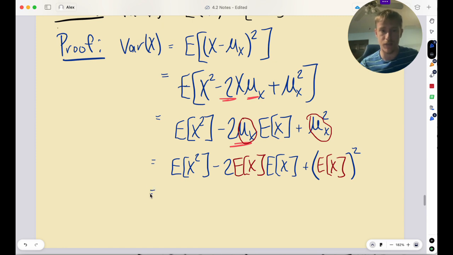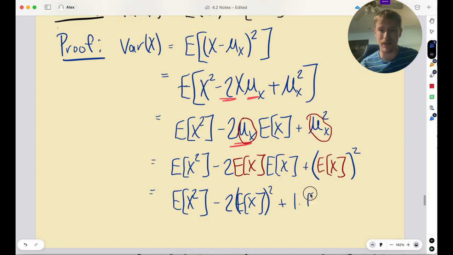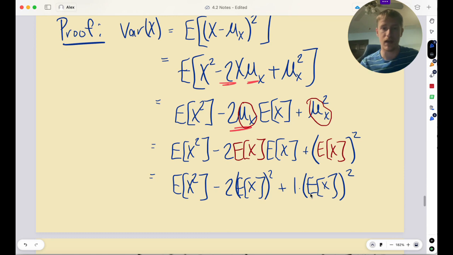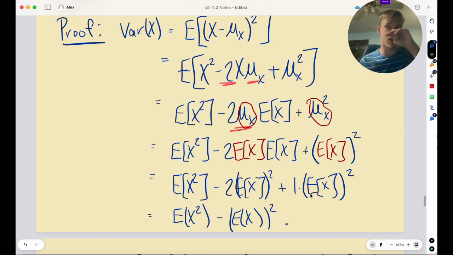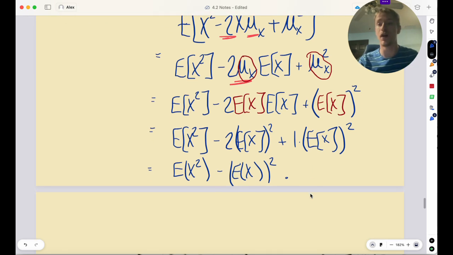Clearly this is going to be the expected value of x squared, then minus 2 times the expected value of x squared, plus 1 times the expected value of x squared. These two are going to combine to give us what we want. So that's going to equal the expected value of x squared minus the expected value of x, quantity squared. So that's a very, very useful formula for finding the variance. You do not want to compute it the old-fashioned way, trust me. Let's move on to another example.